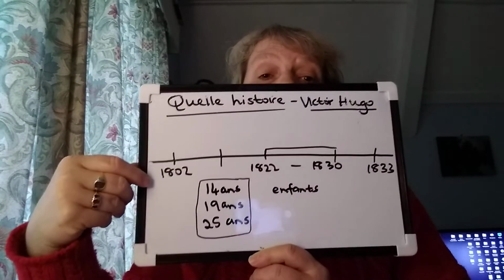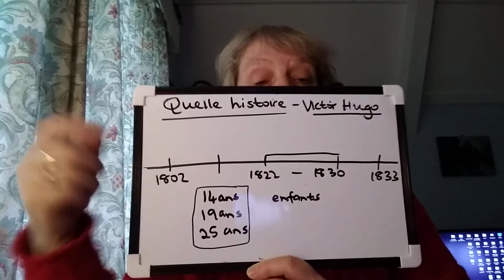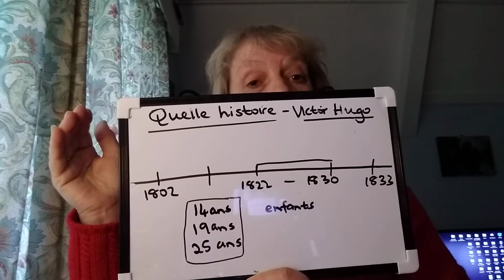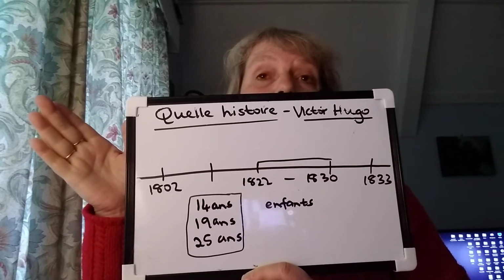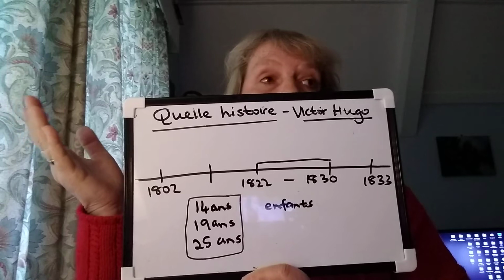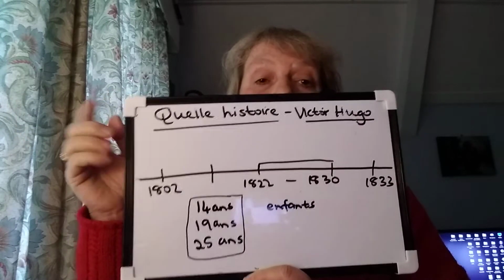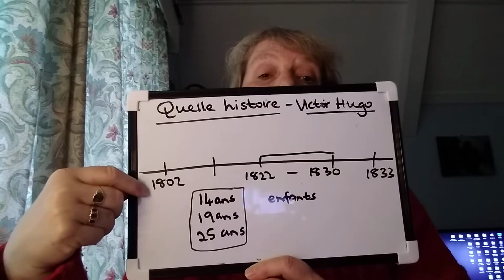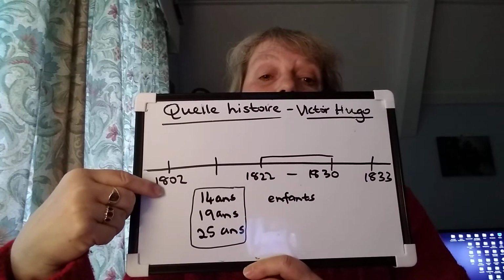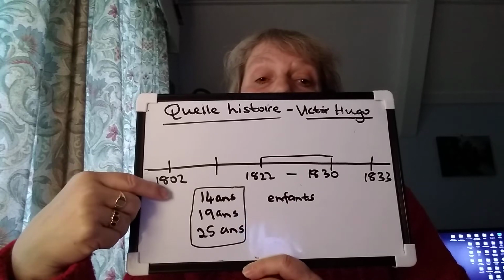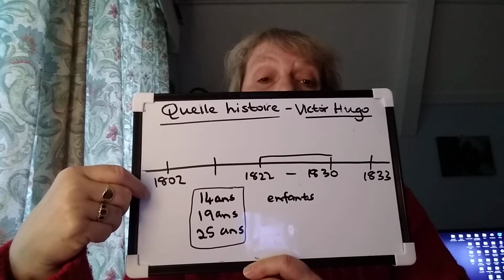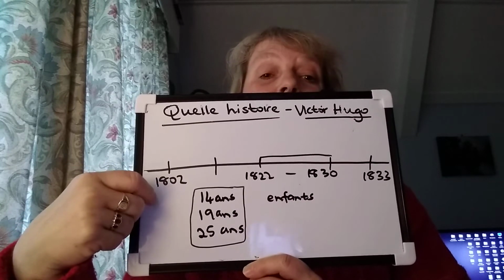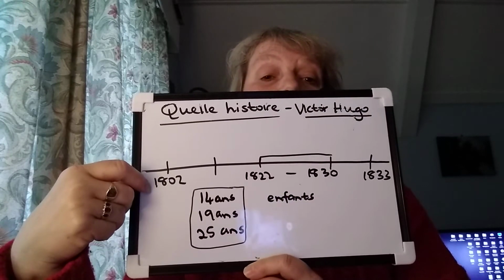Let's have a go at saying this date. En, qu'est-ce qui s'est passé en? So en is to express in time. So you wouldn't say dans, the other word for in. You'd say dans le restaurant, dans la maison, but you'd say en 1802. Some people say 1800 and 2. I think it's easy to say 1802 myself, okay? Qu'est-ce qui s'est passé? So what happened at that date?